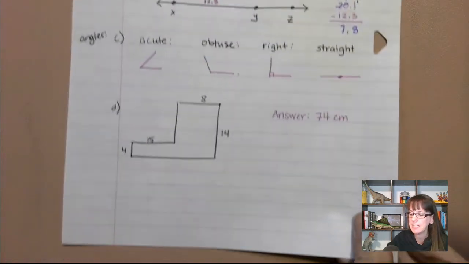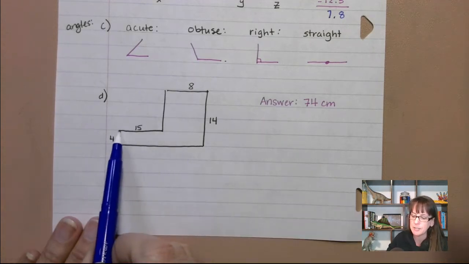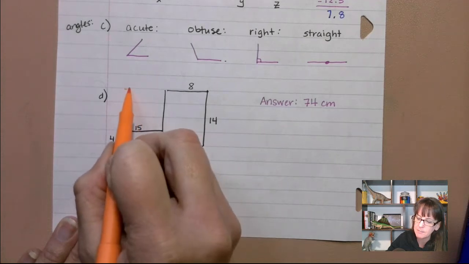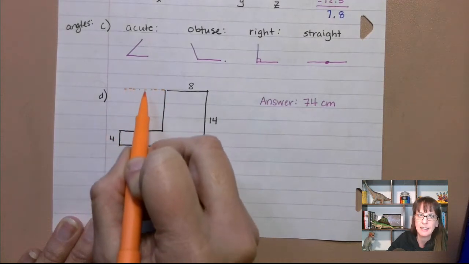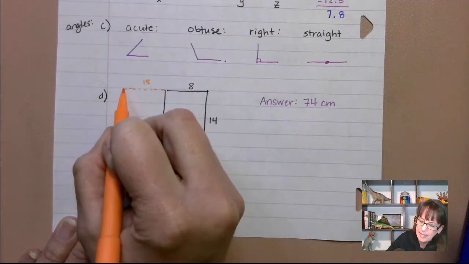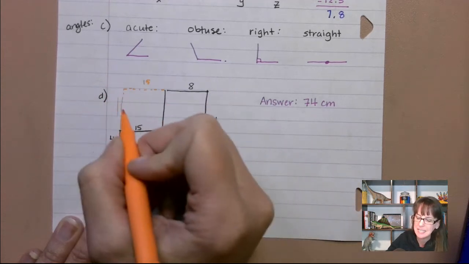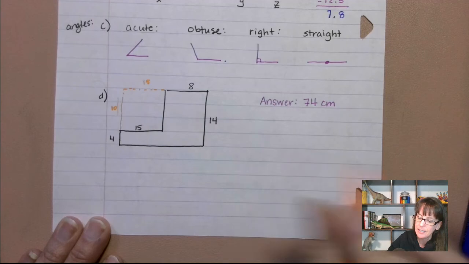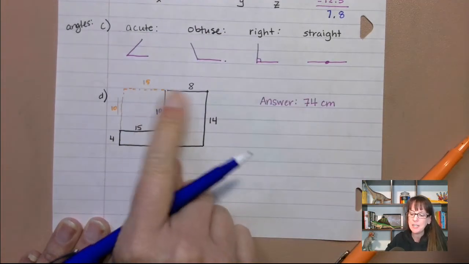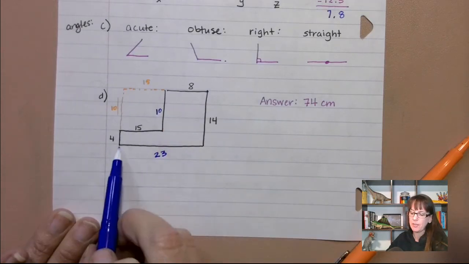Okay, for this last one, we have to find the perimeter. Now, we know that this guy right here is 4. So if I were to take this guy and lift that up to here, it would be 15. If I were to take this guy and push it over to here, this whole length is 14. So that means this guy, whoops, has to be 10. So we know that this is 10, and 15 plus 8 is going to be 23. So we know that this whole length is 23.